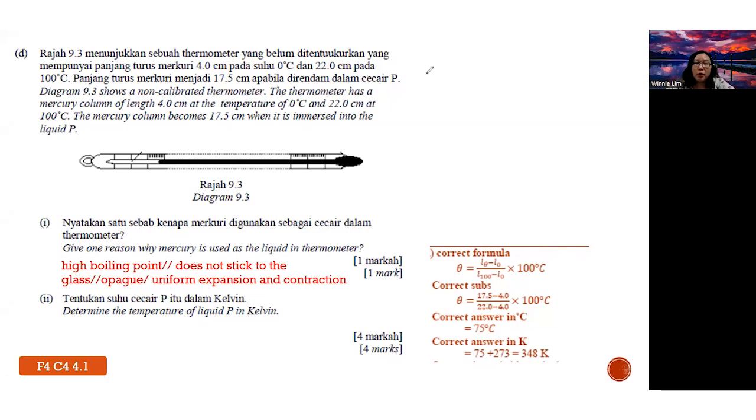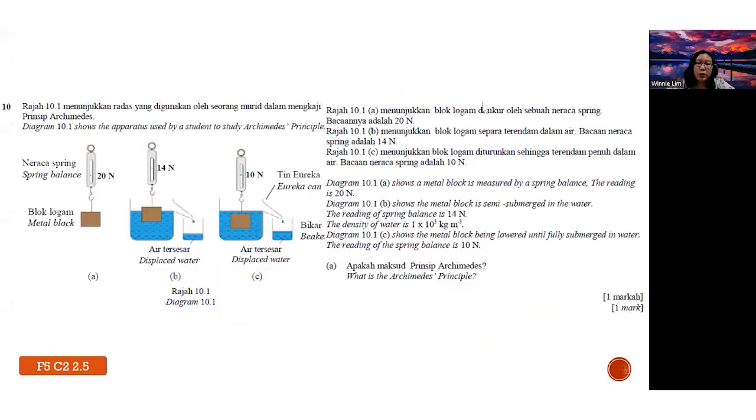Then now we move on to the next question, which is question 10. For this Selangor State paper, they have a question from Form 5, chapter 2, pressure, 2.5, regarding the Archimedes principle. Diagram 10.1 shows the apparatus used by a student to study Archimedes principle, whereby they want to see the relationship between the liquid displaced and the concept of buoyant force. So 10.1a shows the metal block measured by a spring balance.